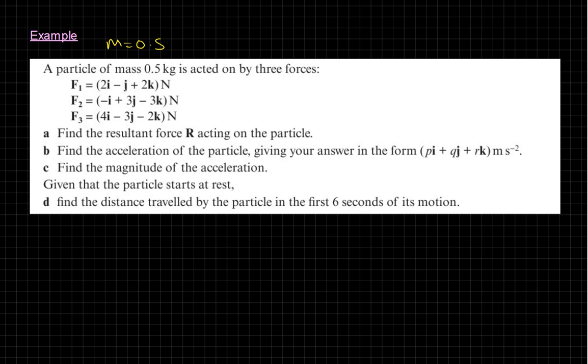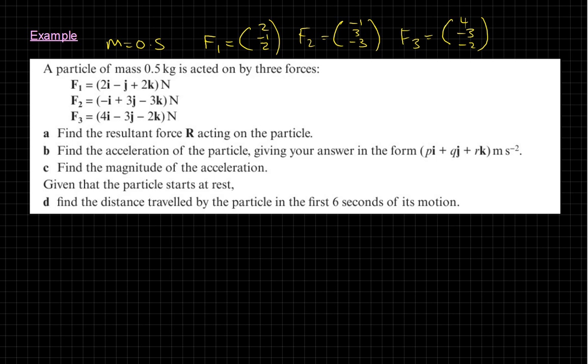I guess I'll just quickly write these in an easier to read form. So that is (2, -1, 2), (-1, 3, -3), and (4, -3, -2). Okay. Find the resultant force R acting on the particle.